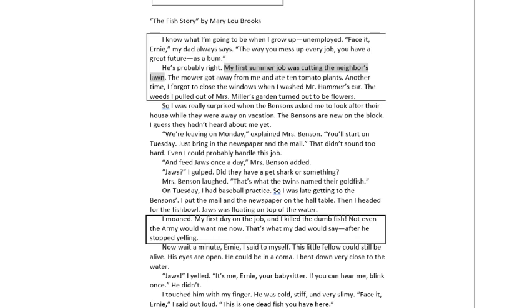Now we're going to look at a story we read last week, The Fish Story by Mary Lou Brooks, and see if we can figure out how the series of events in this story would line up onto the plot diagram. In the very beginning of the story, Ernie's talking about things that happened in the past.